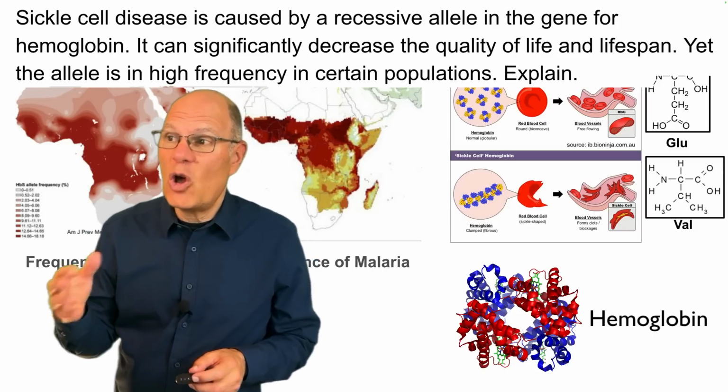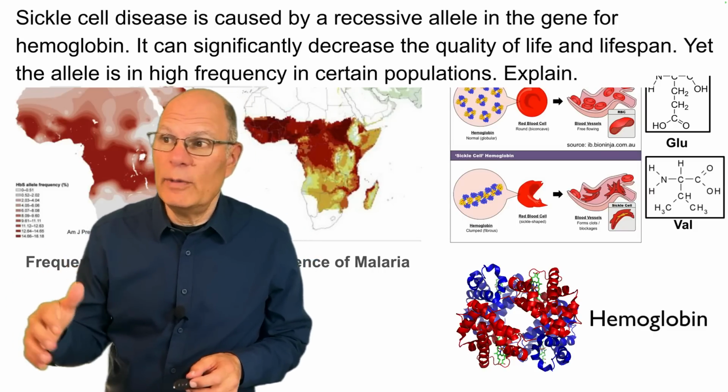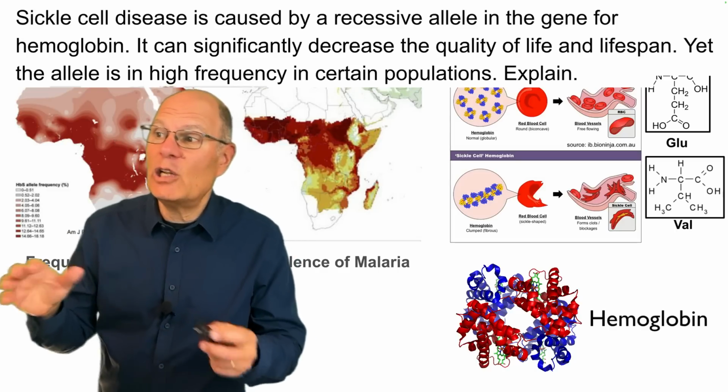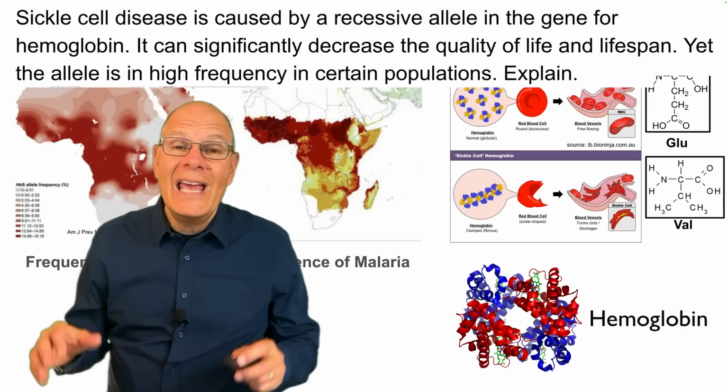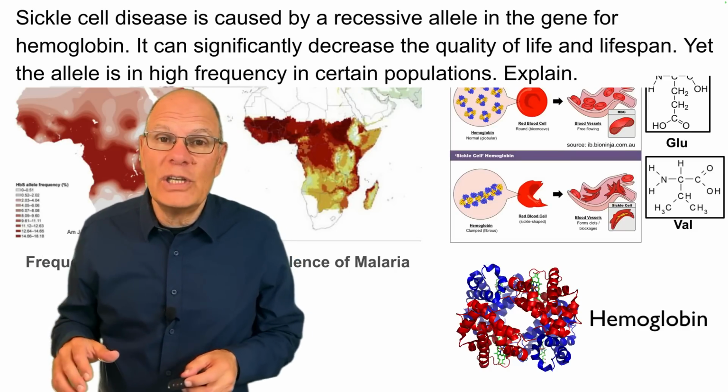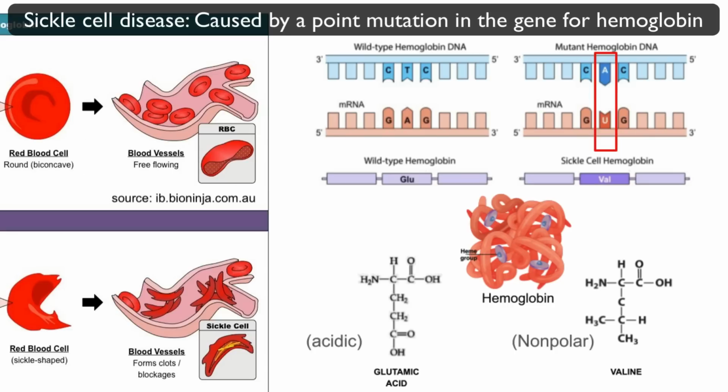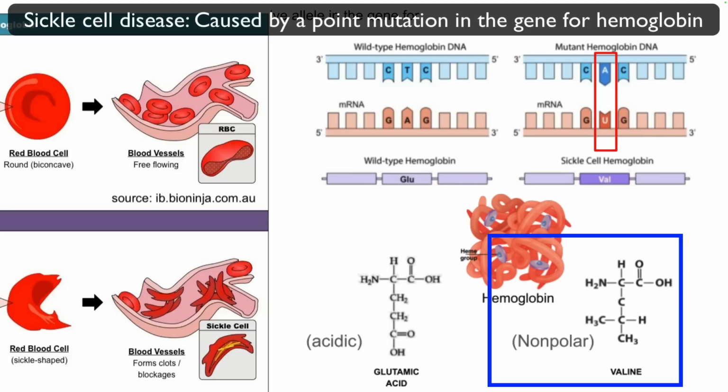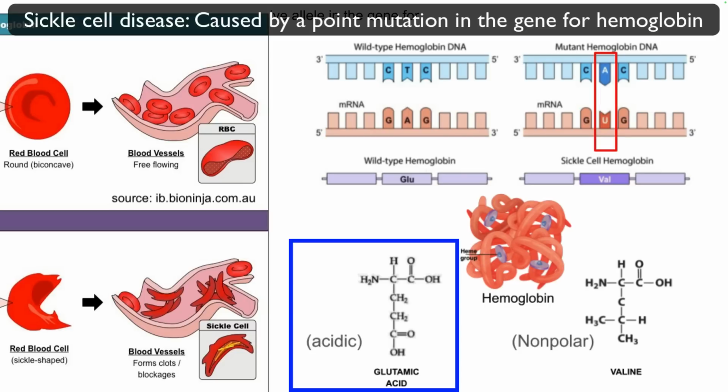Sickle cell disease is caused by a recessive allele in the gene for hemoglobin. It can significantly decrease the quality of life and lifespan, yet the allele is in high frequency in certain populations. Explain. Sickle cell disease is caused by a point mutation in the gene for hemoglobin. It results in the substitution of valine, a non-polar amino acid, for glutamic acid, an acidic amino acid.